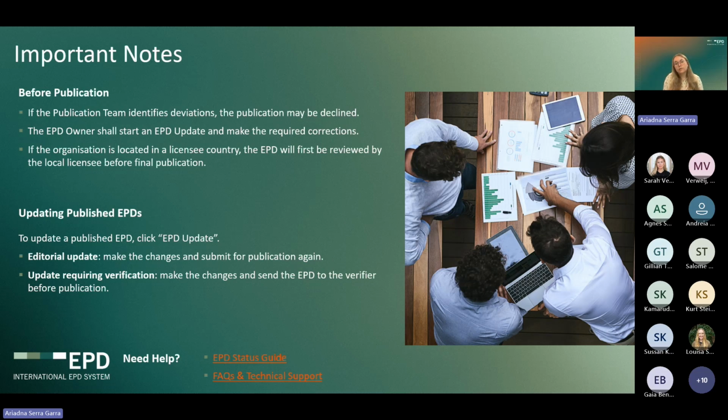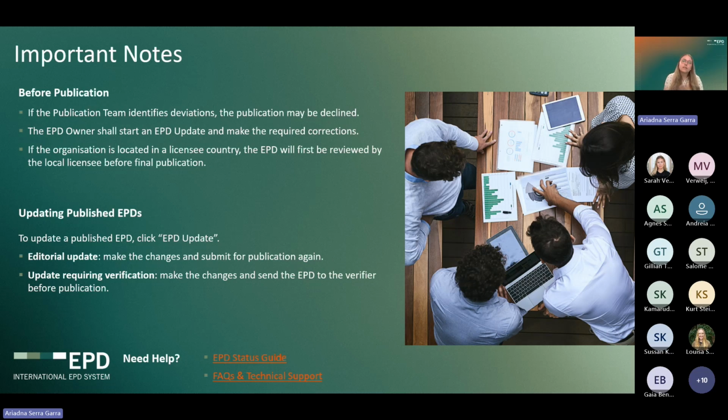And the other thing that I would like to mention is about updating published EPDs. So you can update any EPDs anytime. There's two types of updates. We have editorial updates, and those are meant more for typos, or if I want to change something very small text-wise, or I want to change the picture, for instance. So you can perform these updates and they don't require verification. So you just log into the portal, press update EPD, and you can just send it to publication straight away.